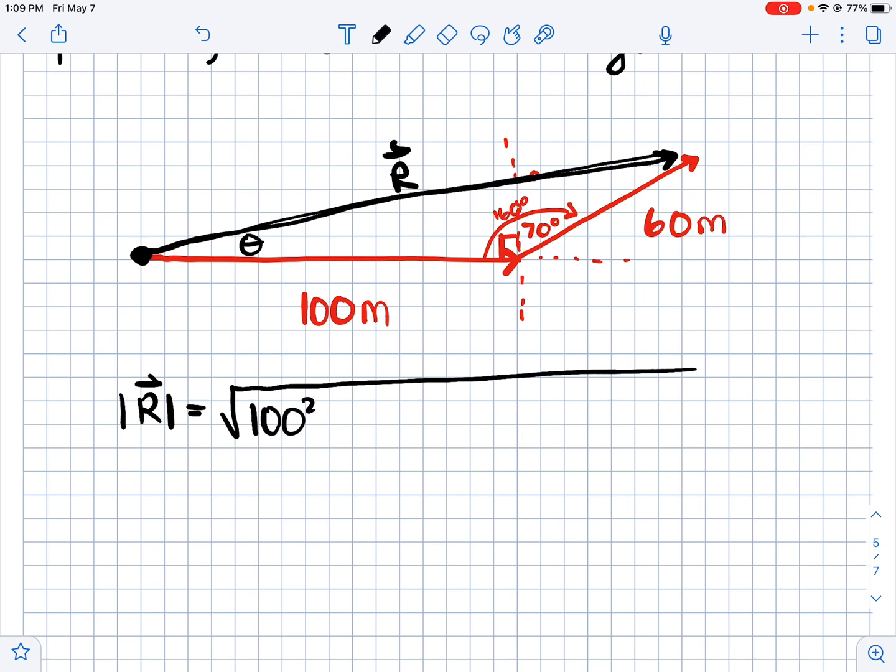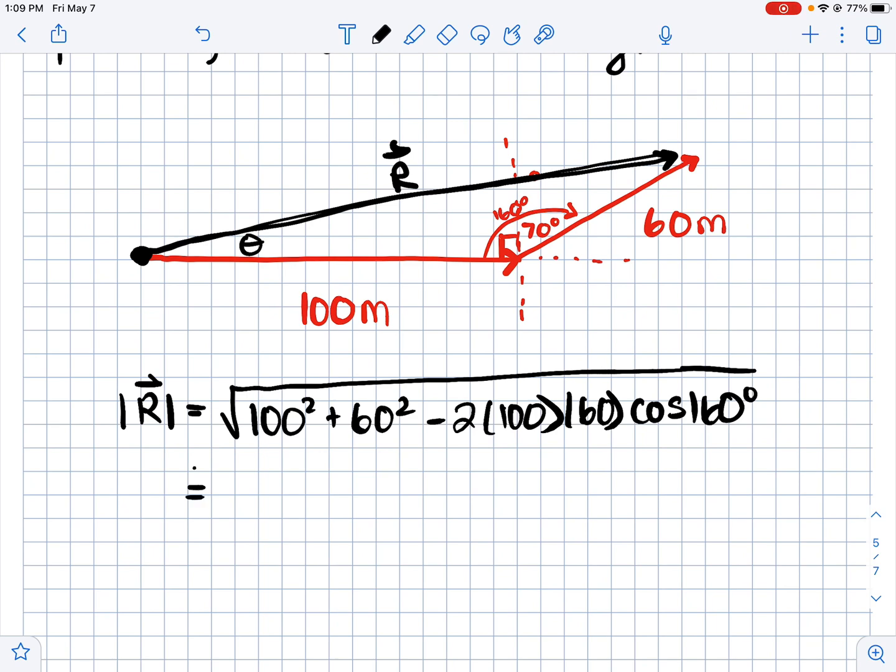Okay, so I'm going 100 squared plus 60 squared minus 2 times 100 times 60 times cos of 160. Square root that whole thing, and you'll end up with a number approximately 157.7 meters. So that's my resultant vector, 157.7. Now I want to find out what direction I'm going.